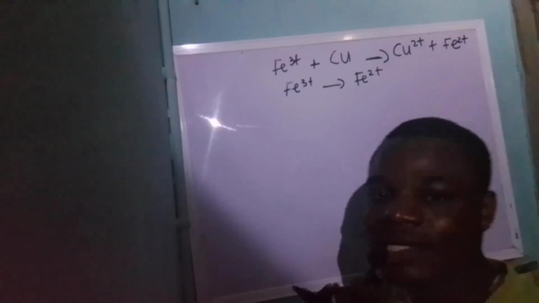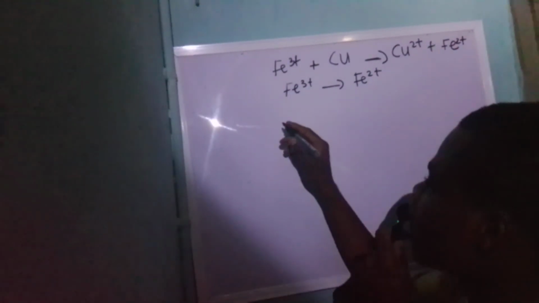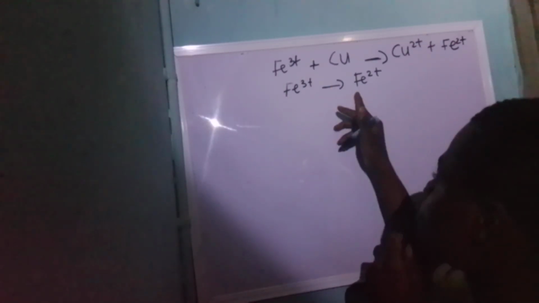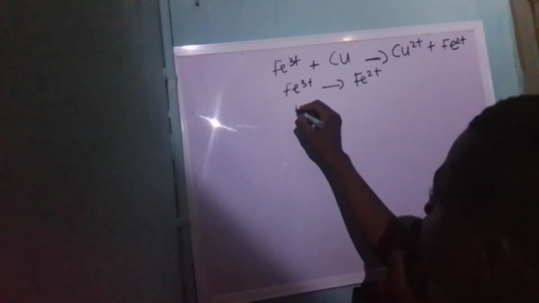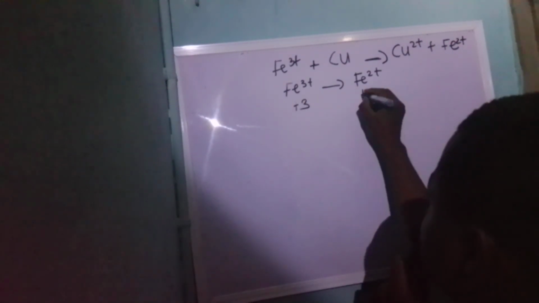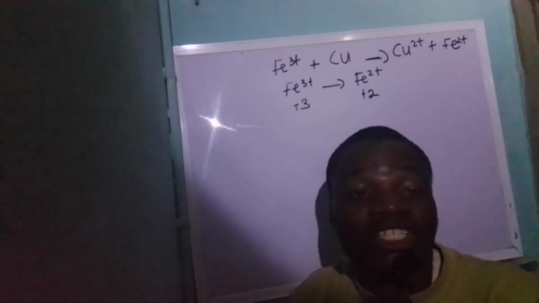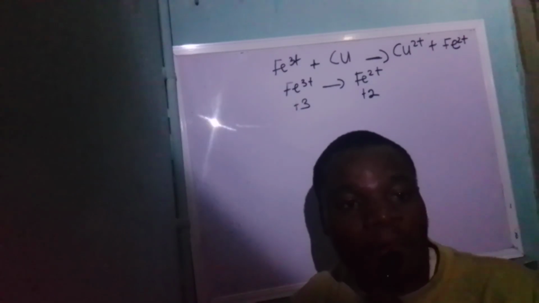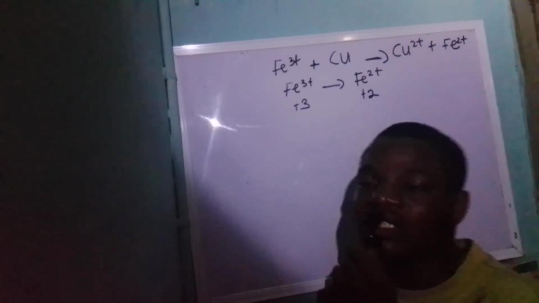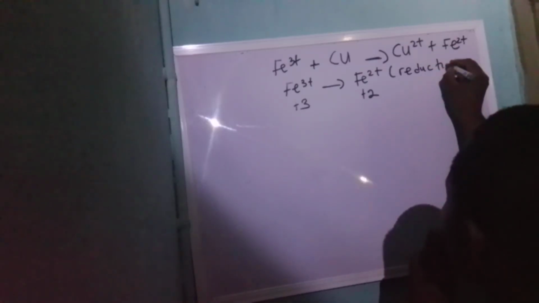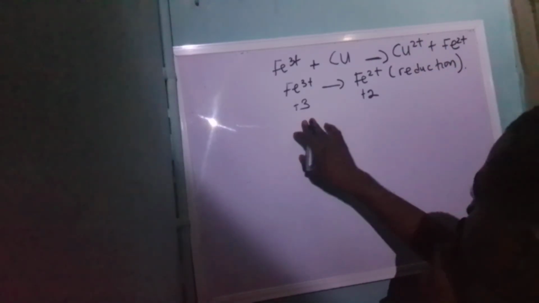Now, guys, the next thing is to balance the atoms. How many atoms of iron do they have here? 1 atom of iron, 1 atom of iron. The atoms are balanced, but the charge is not balanced, right? I have plus 3 here and plus 2 here. Is this oxidation or reduction? It is reduction. It decreases from plus 3 to plus 2. Definitely, it is reduction.